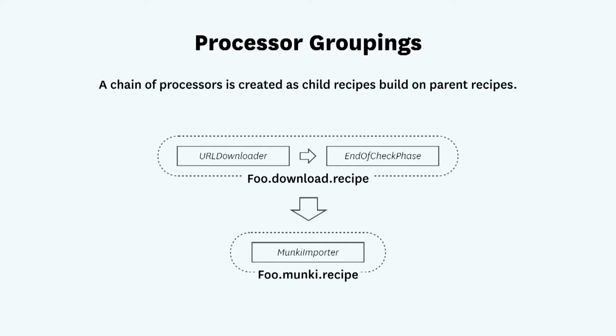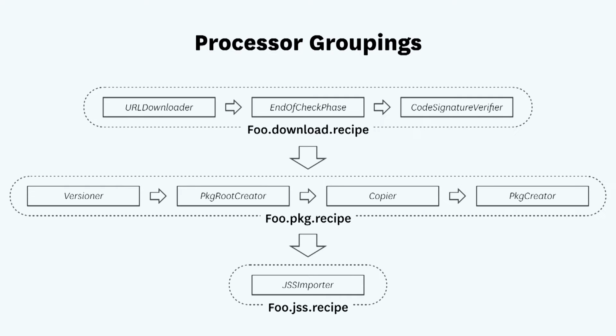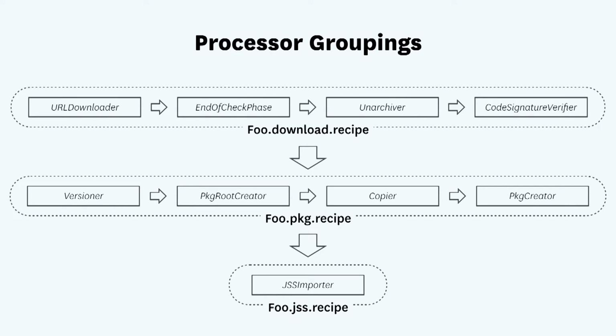Here's, for example, an unsigned app in a DMG that can be directly imported into Munki. Munki is smart enough to look inside the DMG and take that app, understand that you want to put that in the Applications folder, and it imports it. And here's another one for a signed DMG that goes into your JSS. The DMG has to be converted into package format in order for Casper to know what to do with it. So the versioner, package root creator, copier, and package creator processors are all necessary to create that PKG file that the JSS is going to use. And same thing here for a signed zip going to the JSS.